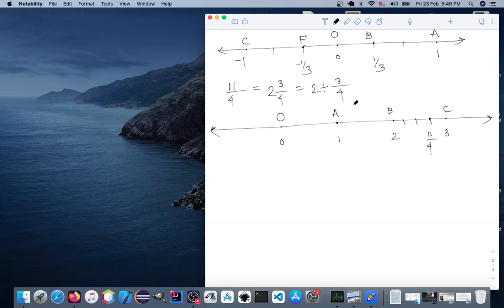See, because from B to C, we have divided BC into 4 equal parts. I could have divided this BC into 100 parts, 200 parts. Then each such equal part will denote different rational numbers. So you should realize that between any two points on the number line there are infinite number of rational numbers.